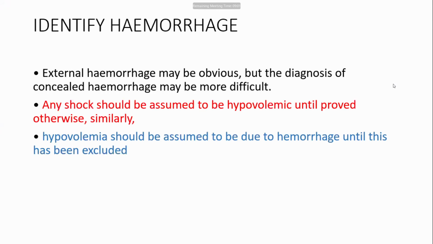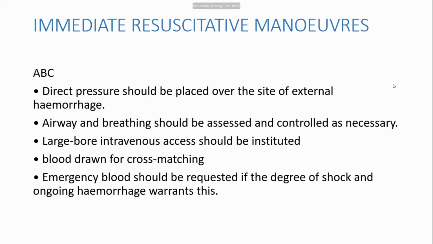Identify hemorrhage. We need to identify which part. External hemorrhage is easy to identify, and we can control it with pressure and position. Hypovolemia should be assumed to be due to hemorrhage in a trauma patient until and unless excluded. If there is hypovolemia, it is likely due to hemorrhage until proven otherwise.